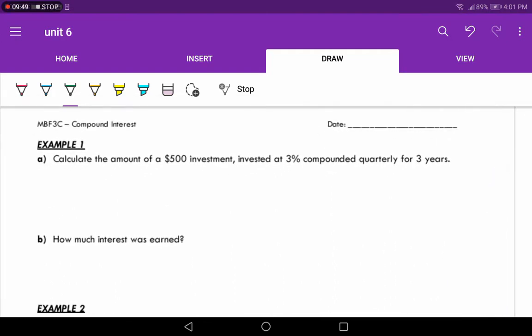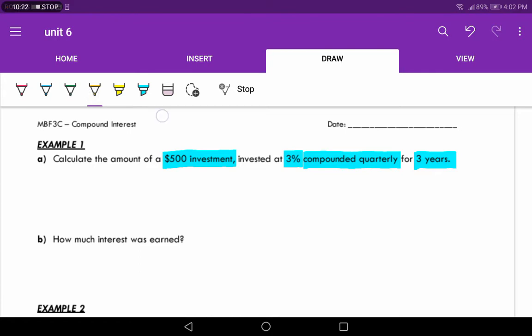So our first example says, calculate the amount of a $500 investment invested at 3% compounded quarterly for 3 years. So again, I want you to get into the habit. You should have been doing this for all word problems, but with these, it's especially important to highlight or underline the important information. So we know they're investing $500, and it's at 3% compounded quarterly for 3 years. Okay, and it's asking us to calculate the amount.